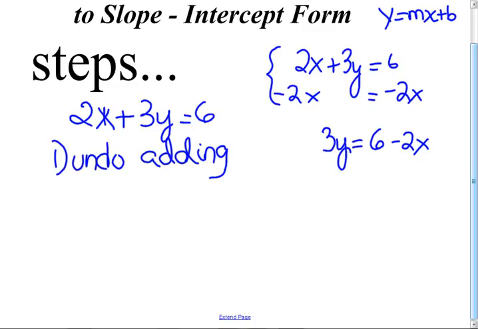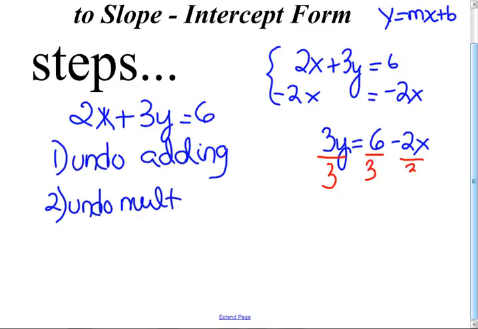And then we'll undo the multiplying. I don't care what's on the right side. I divide both sides by 3. I think that's what you meant. 3 into this one, each one. This is the distributive property of division over subtraction. I'm allowed to do that.